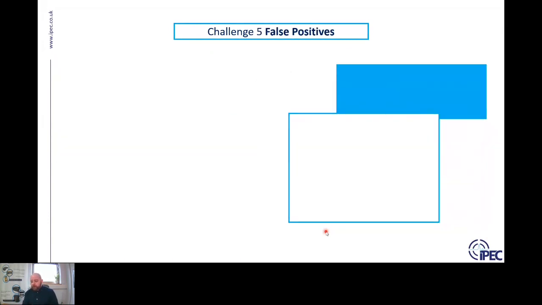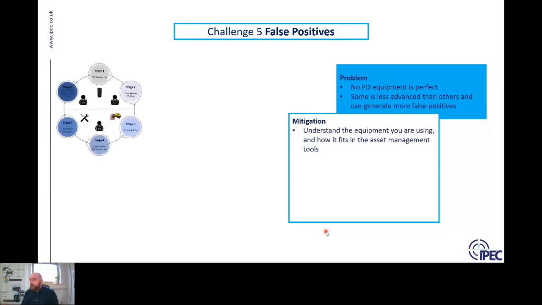Okay, next one, false positives. So the problem here is no PD equipment is perfect. Some is less advanced than others and can generate more false positives. So mitigation. Depending on your PD equipment, you may get false positives occurring. No PD equipment is perfect, but the main thing to do to mitigate this is understand the equipment you're using. What are the limitations of this equipment I'm using?